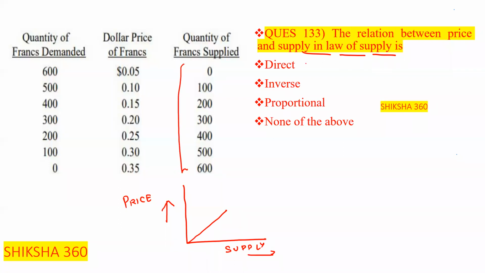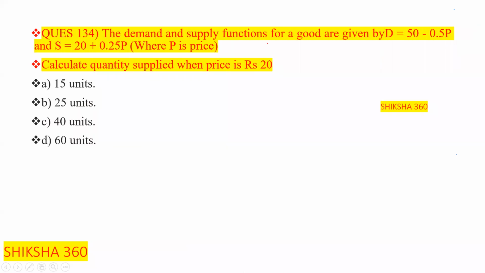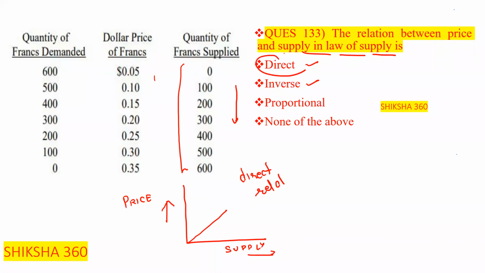Please listen carefully, as some students are answering option A, some are answering option B. As the price is increasing, the quantity supplied is continuously increasing. So there is a direct relationship, that is option A. This one is our answer. There is a direct relationship between them.